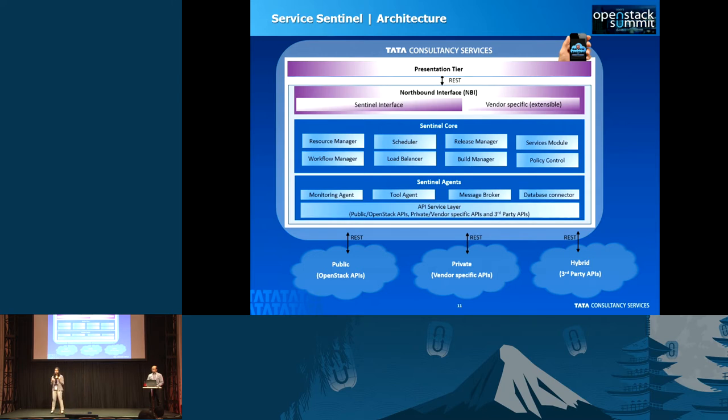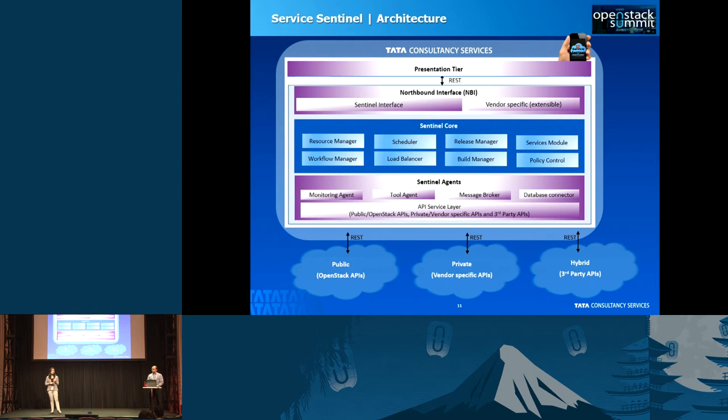The next is the Sentinel agents tier. Here we have certain agents that do different kinds of jobs depending upon the activity. For example, we have the monitoring agent that looks after the monitoring task of hosts, VMs, resources, and so on. The second is the tool agent tier, which leverages different kinds of OpenStack tools or third-party tools that are used for performing the tasks for the lab infra or the DevOps user.